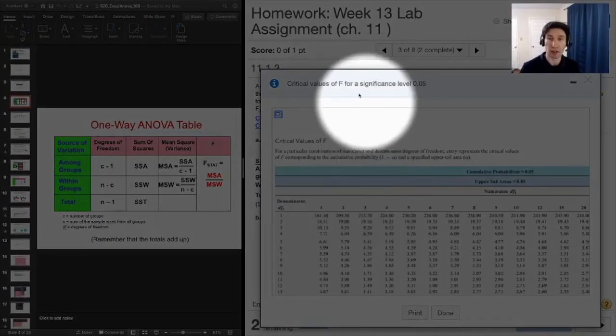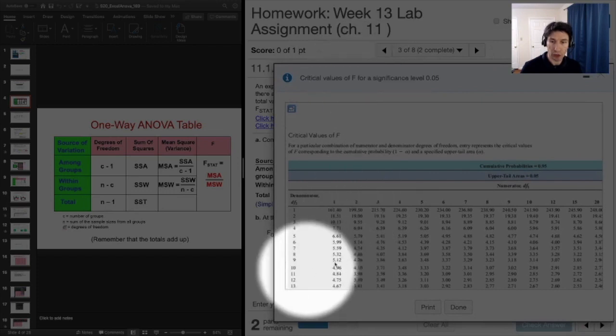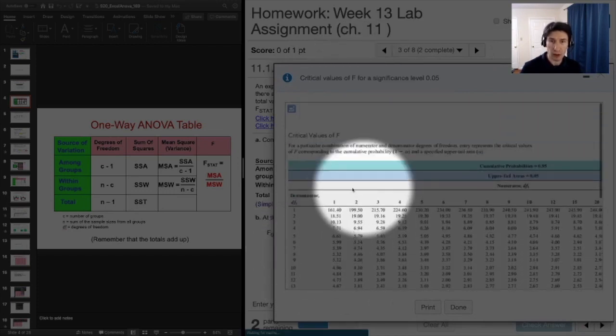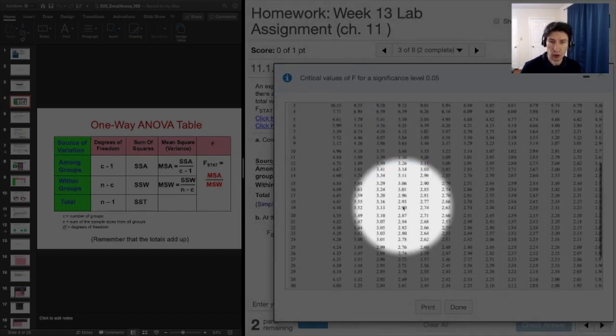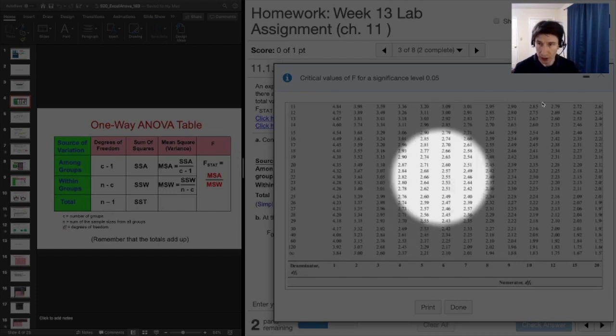We have 4 degrees of freedom and we want 25. So this is 1, 2, 3, 4. So it's 2.76.